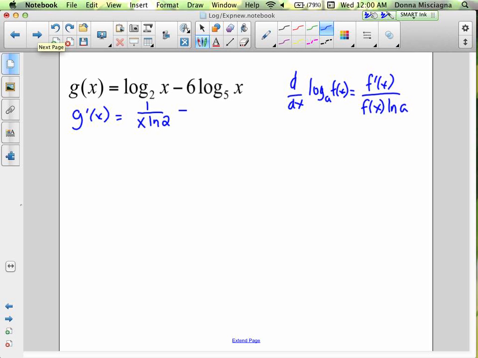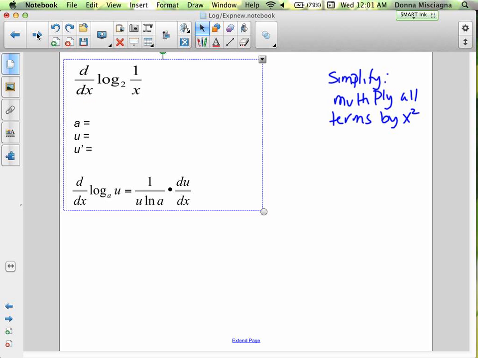If you're taking the derivative of something times a scalar multiple, it's just that same derivative times the scalar multiple. So this would be minus 6. And then the derivative of x is just 1, so we're just going to have the x in the denominator times the natural log of the old base. And there we go. That's all there is to it. So g prime of x equals 1 over x natural log of 2 minus 6 over x natural log of 5. All right, let's try another one.